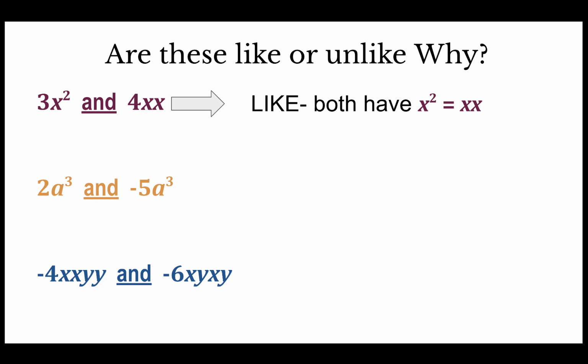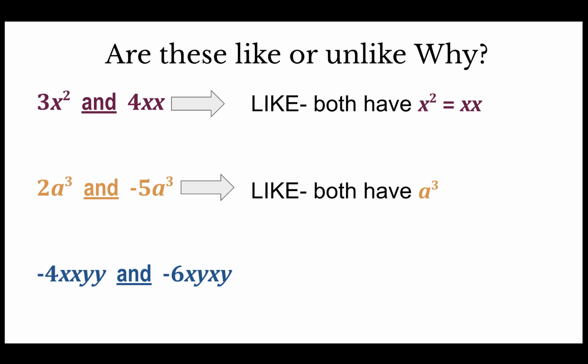The next example is 2a cubed and negative 5a cubed. Now, to be like terms, they have to have the same variable, same exponent. Do they? They both have an a cubed. Fill that one in your notes.